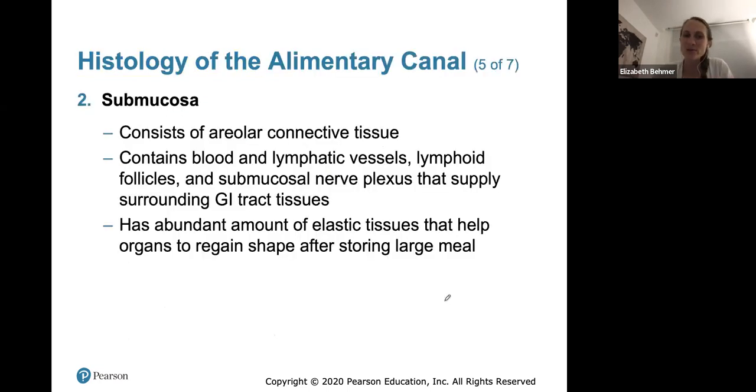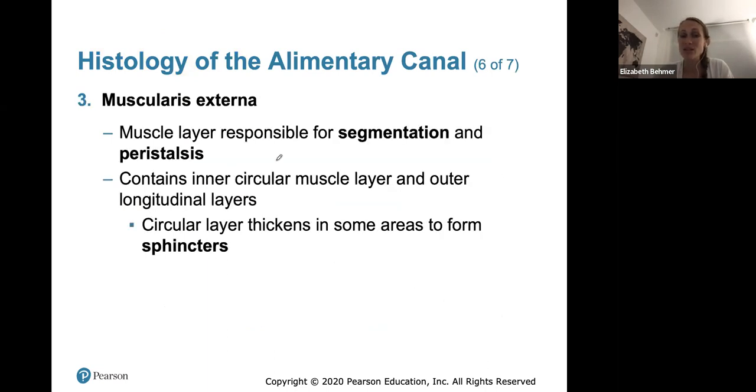So here's the submucosa. It's the connective tissue directly underneath the mucosa. There's elastic tissue in it, and it'll have blood and lymphatic vessels. The muscularis externa then is the muscle layer that is responsible for segmentation, mixing the food along, and peristalsis. So we'll have 2 muscle layers, an inner circular layer and an outer longitudinal layer. Again, details you don't need to know specifically, but you should know muscularis externa is the muscular layer that helps to push and propel the food along.